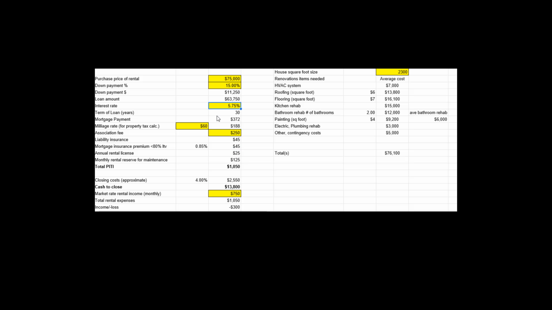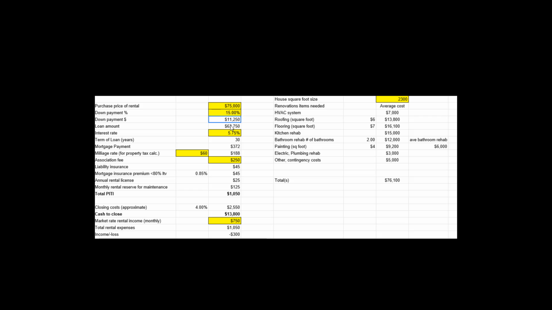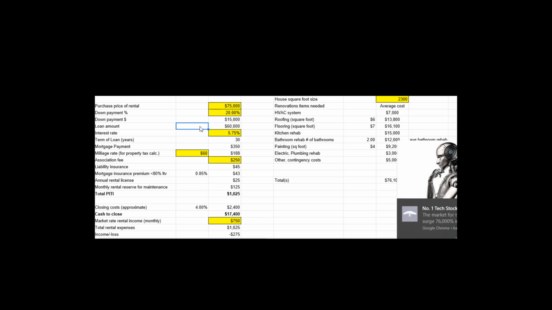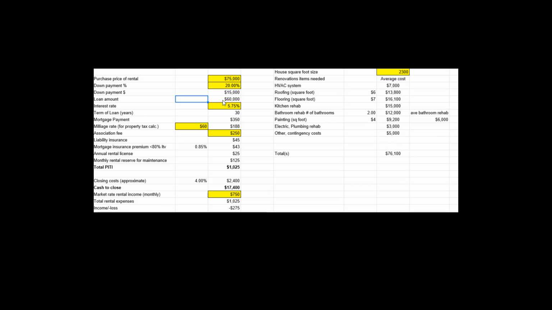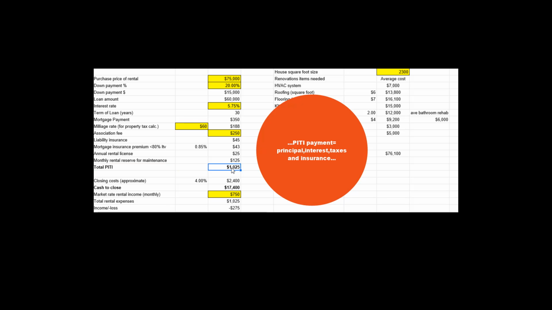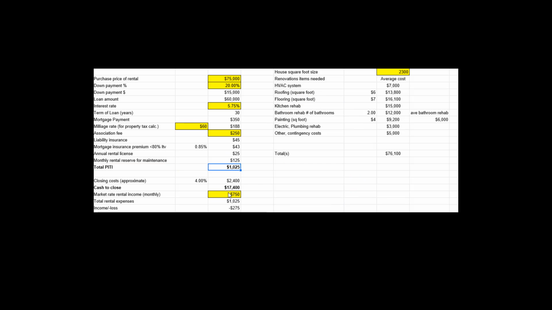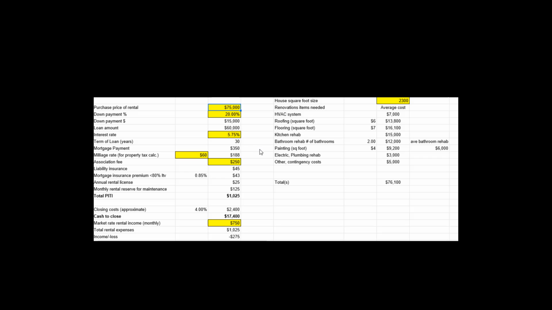What else do we have? We want to know the interest rate for the loan, 5.75%. We want to know the down payment amount, so 15%. Really, let's put 20%, because most investment property loans are 20%. As we work backwards, we see our total PITI payment, principal, interest, tax, and insurance, is $1,025 per month, and we can only get $750 a month for this rental unit. So we have a problem. $75,000 is too much money to pay for this unit.